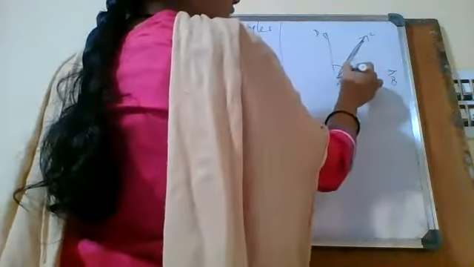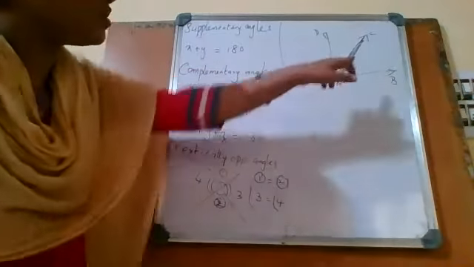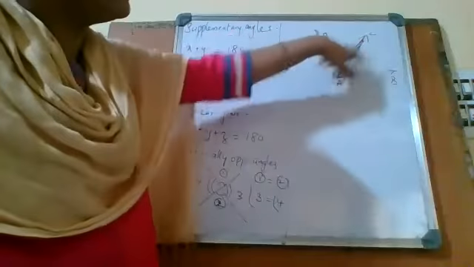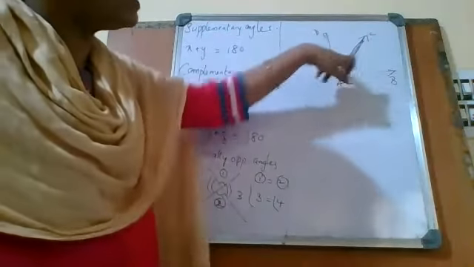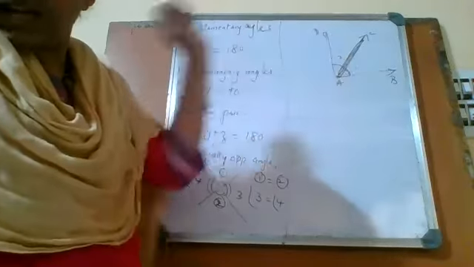These angles, angle 1 and angle 2, are called adjacent angles, since these two have one common point and one common ray. This ray is common for this side and this ray is common for this side. So these two angles are called adjacent angles.